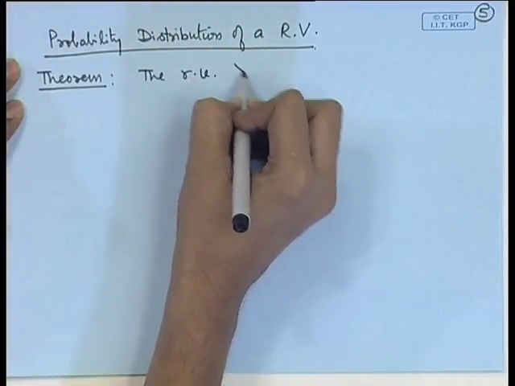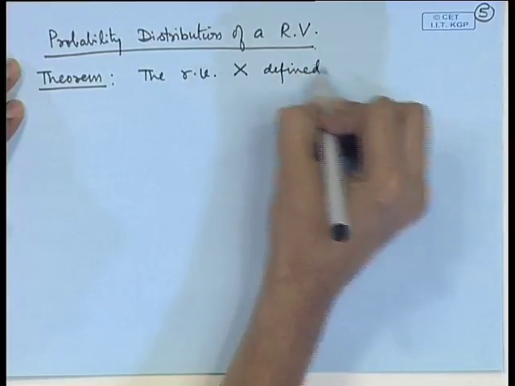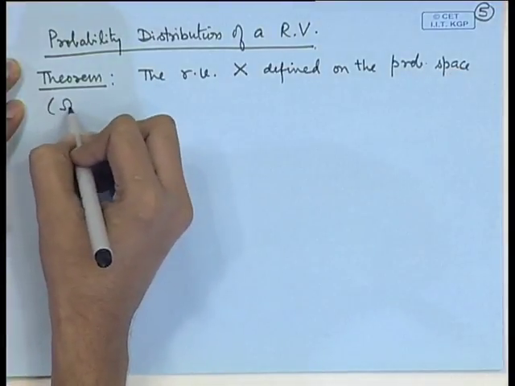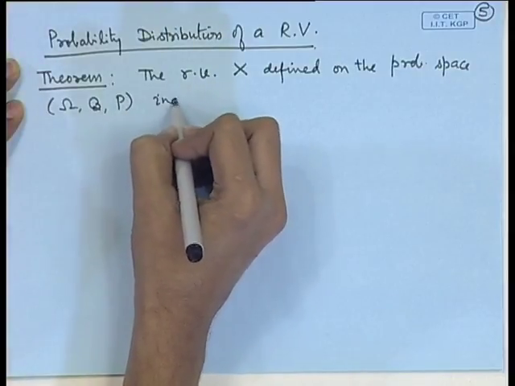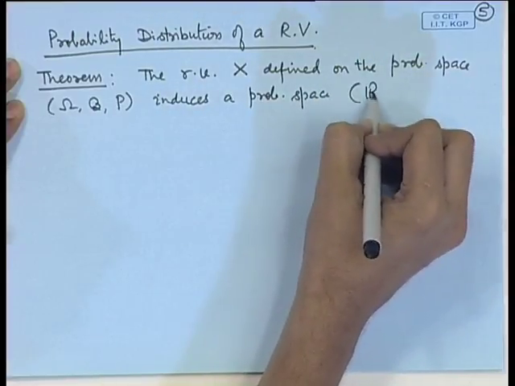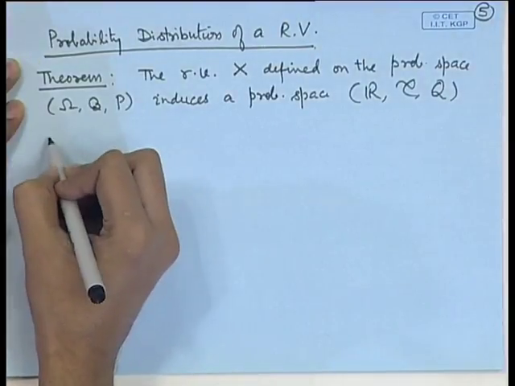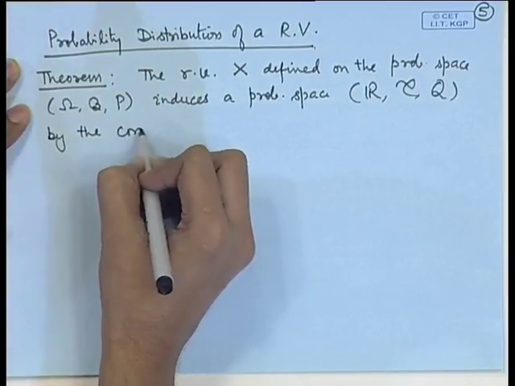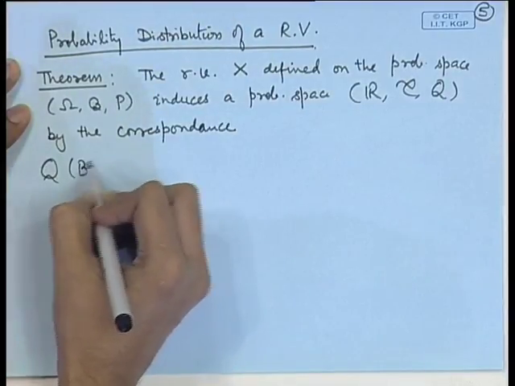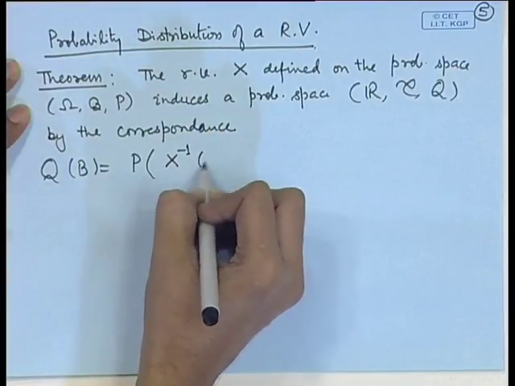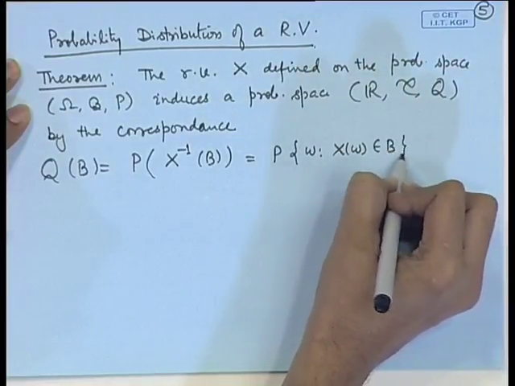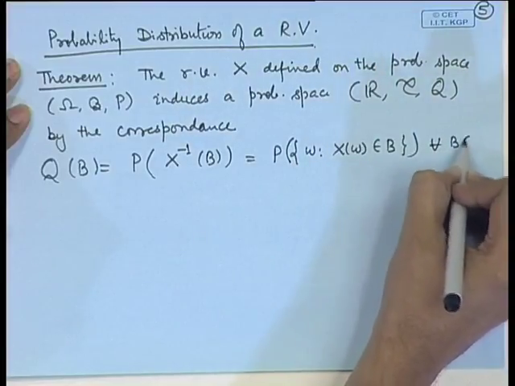The random variable X defined on the probability space (Ω, B, P) induces a probability space which we call (R, C, Q) by the correspondence Q(B) is equal to probability of X inverse B, which is equal to the probability that the random variable takes values in the set B, for all B belonging to C.